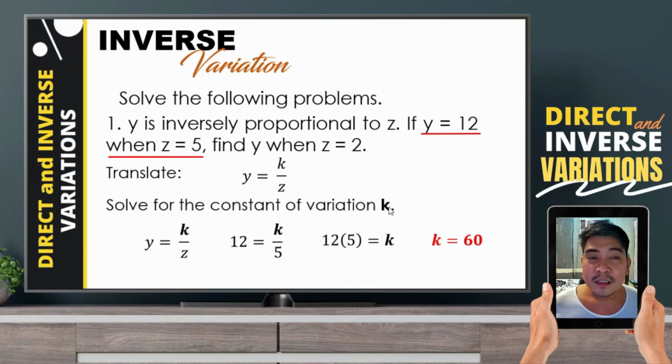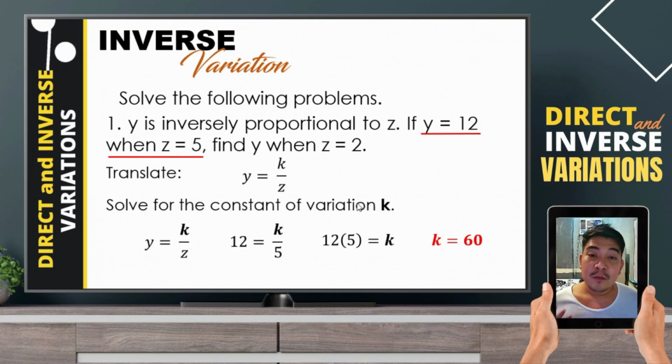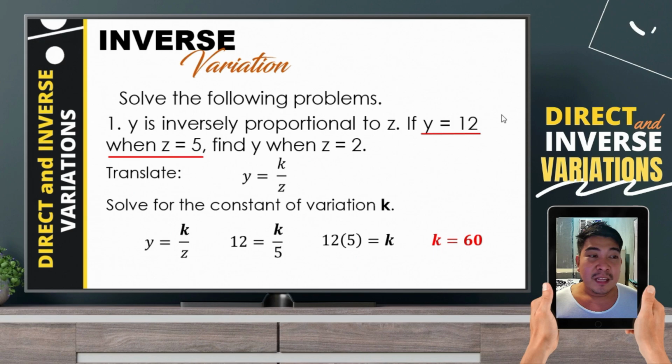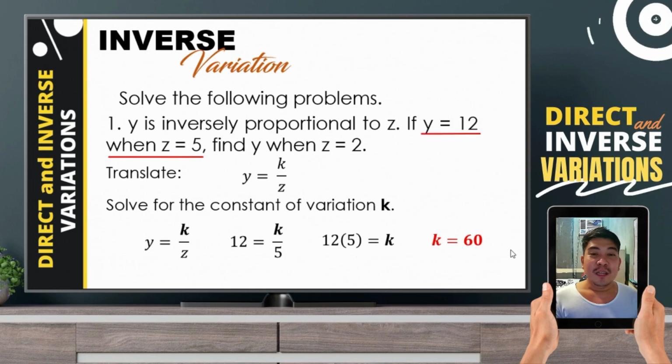So, merong shortcut kung katulad nung sa direct variation, kapag ka-inverse since product ang kinukuha, i-multiply naman natin yung dalawa. So, 12 times 5, that will be 60. Okay? So, that will be the shortcut.